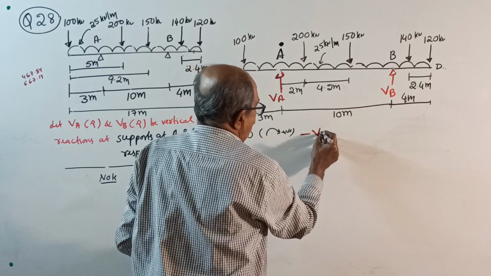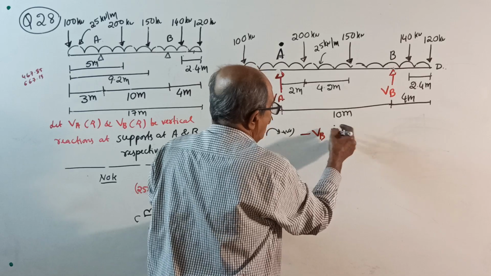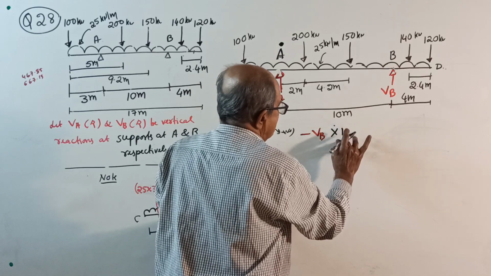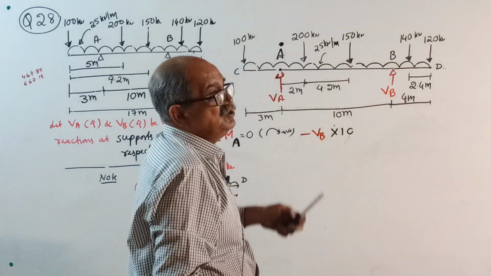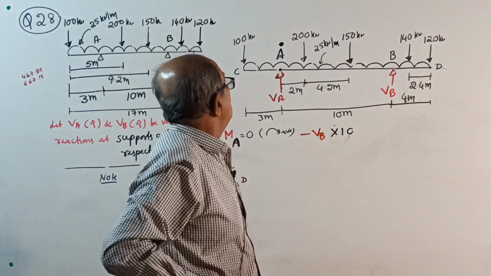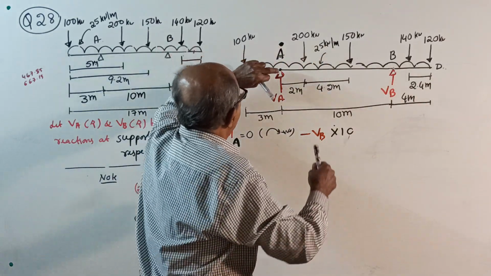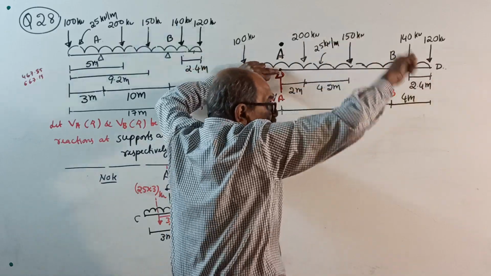Minus VB into 10. See, I am still putting that dot. 10 over. Now see, I will first do one thing. I will cover all the loads which are to the right of A. I won't see this side. See now, all these loads which are to the right of A will produce clockwise moment.